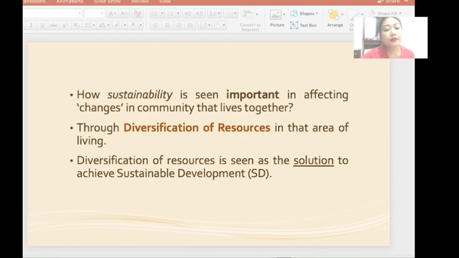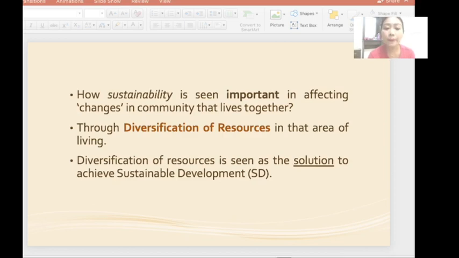So class, according to the meaning of community development, how do we link the connection between community development and sustainable development? Or in other words, how is sustainability seen as important in affecting changes in a community that lives together? We need to have a flashback to the meaning of sustainable development itself in order to understand the connection. Sustainable development refers to the development that meets the needs of the present without compromising the ability of future generations to meet their own needs.